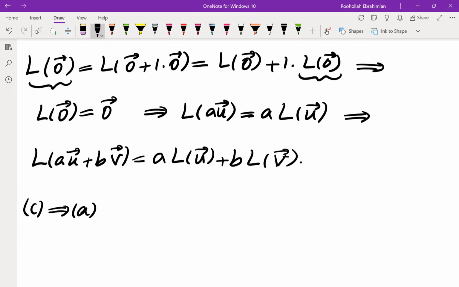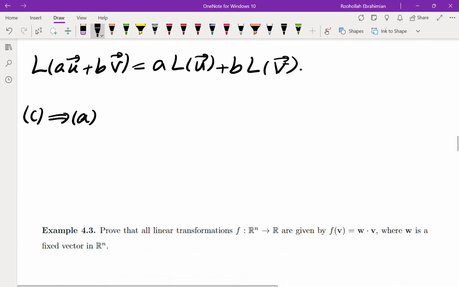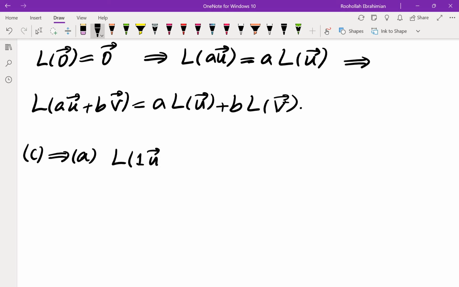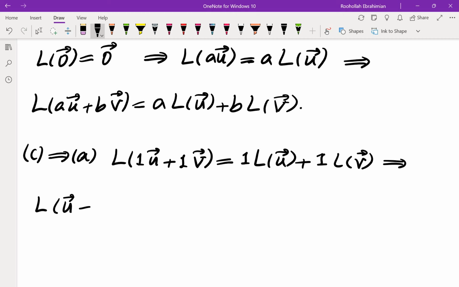Now we'll have to show that if C is satisfied, then A is also satisfied. So let's assume that something satisfies C, and we'll have to show, in fact, L is linear. So if you look at L of AU plus BV, I'm going to replace A by 1, and I'm going to replace B by 1 as well. This is 1 L of U plus 1 L of V. And what does that mean? It means L of U plus V is equal to L of U plus L of V, which means L is additive. So that's nice.